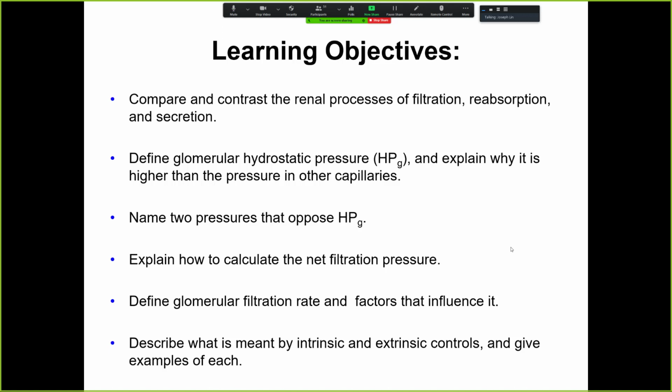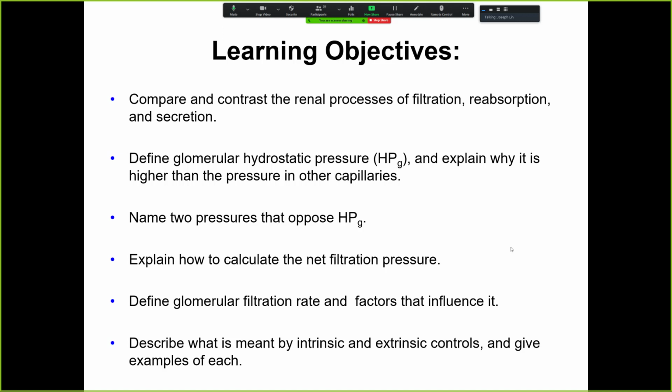The renal system has a function to be able to filter the blood. It also has the ability to reabsorb the nutrients and, of course, secrete the waste. But what makes this part tricky is understanding how all the pressure gradients work and what that means to the body. So what I'm going to do is go over the GFR.